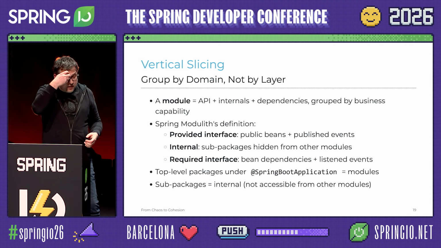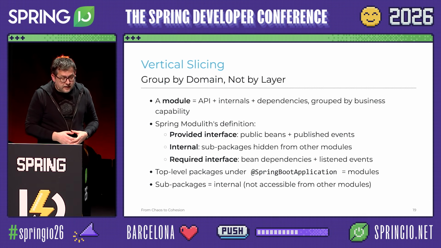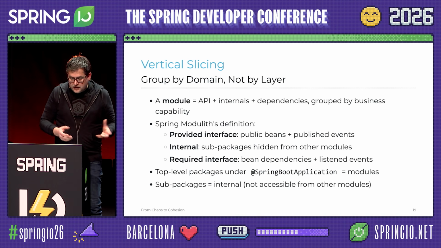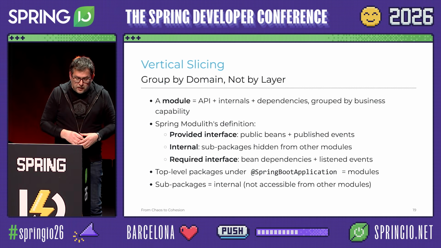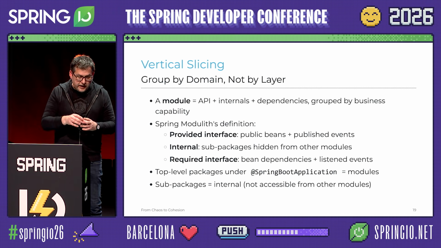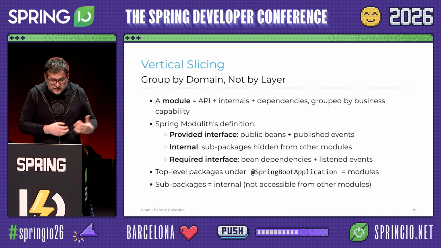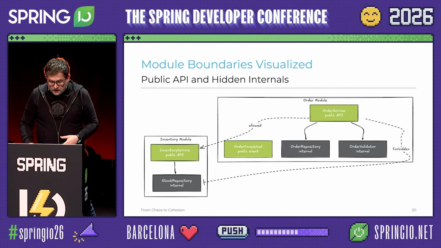Now, in a Spring Boot application, by definition, a module is basically a top-level package under the Spring Boot application annotation. We have seen that on the previous slide, so a module is just defined by that. And sub-packages by default are not exposed, and we are going to see that also in the demo.